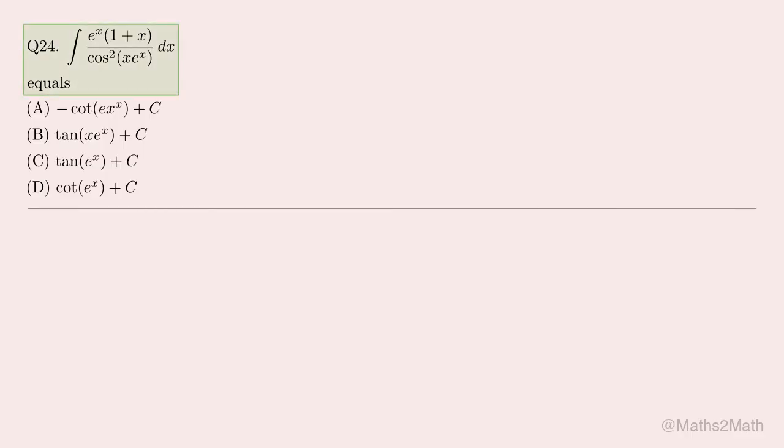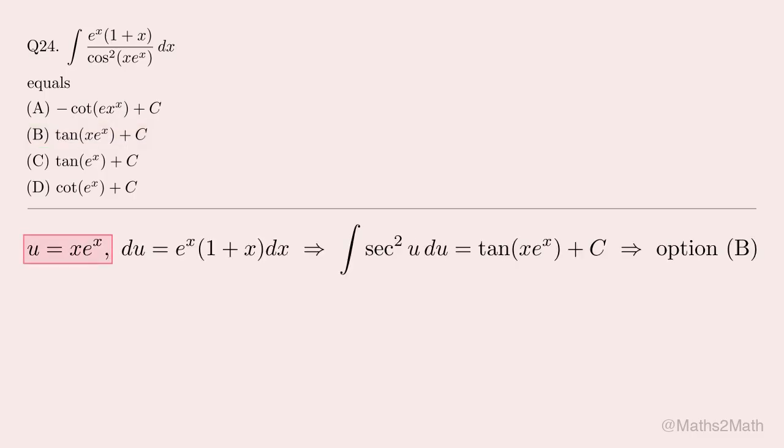Question 24, the last one, multiple choice. The numerator is the derivative of x e to the x, so the integral is secant squared of u. With u as x e to the x, du is e to the x times 1 plus x. The integral becomes secant squared u, giving tangent. Option B.